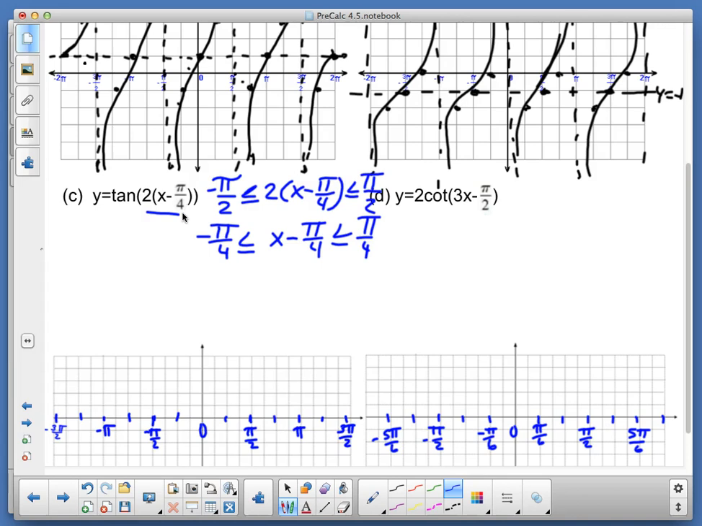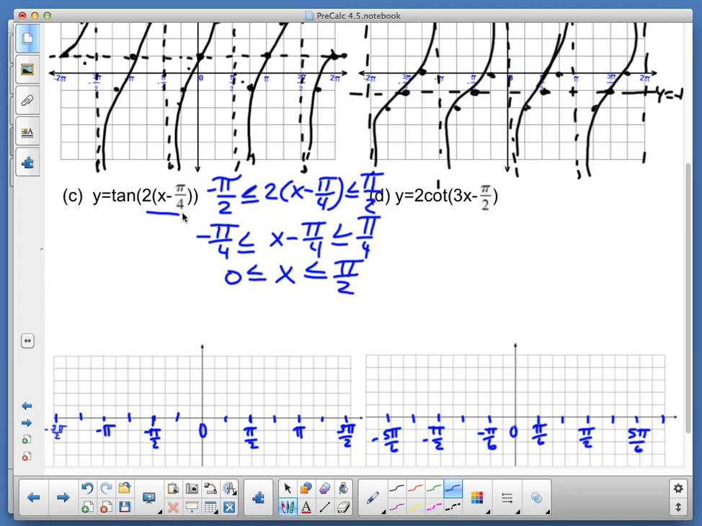Okay. Now, this is going to allow me to have a start and an end of where my period is supposed to be, my first full cycle. Okay. This may have a horizontal compression and a shift in the phase, and it does. So keep that in mind as we're working with this. We're going to add pi over 4 across, that's what they had in there. So now this is 0. This is pi over 2.